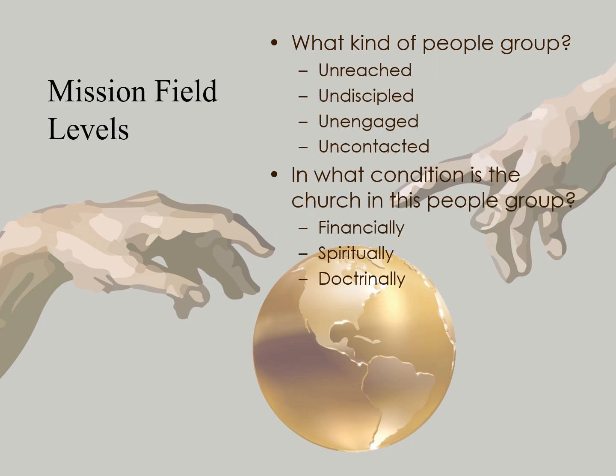Each missionary, early in their deployment to a people group, should know where the development of the kingdom is within that people group. Is this an unreached people group, an undiscipled people group, an unengaged people group, or an uncontacted people group? If the people group has been reached to a certain extent, in what condition is the church as an organization? Is it able to care for itself, or does it need financial, spiritual, or doctrinal help?